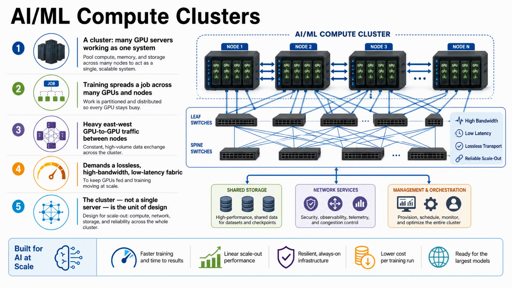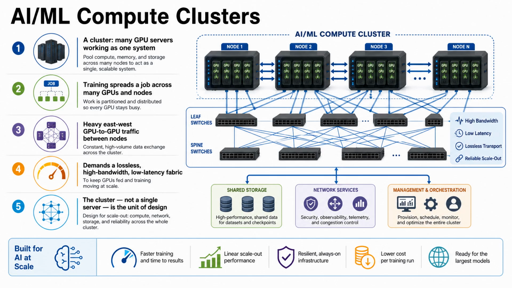When AI gets serious, you stop thinking in servers and start thinking in clusters. And this slide is the spine of the entire course. So let's give it real attention. Number one, an AI ML cluster is many GPU servers lashed together to act as one single scalable system. Look at the diagram. Node 1, Node 2, Node 3, all the way out to Node N, pooling their compute, memory, and storage.